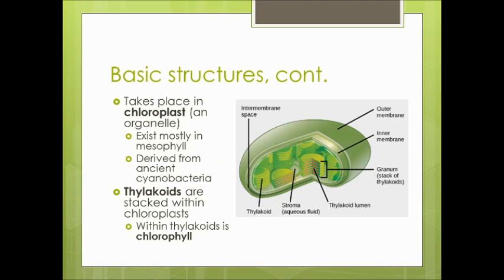So within the mesophyll, photosynthesis will take place within the chloroplast, which is an organelle. This chloroplast is derived from ancient cyanobacteria, so it's an organelle that's derived from an organism. Pretty crazy. Within the chloroplast are these stacked discs called thylakoids, and within them is chlorophyll, which will be our pigment that causes the green appearance of plants.